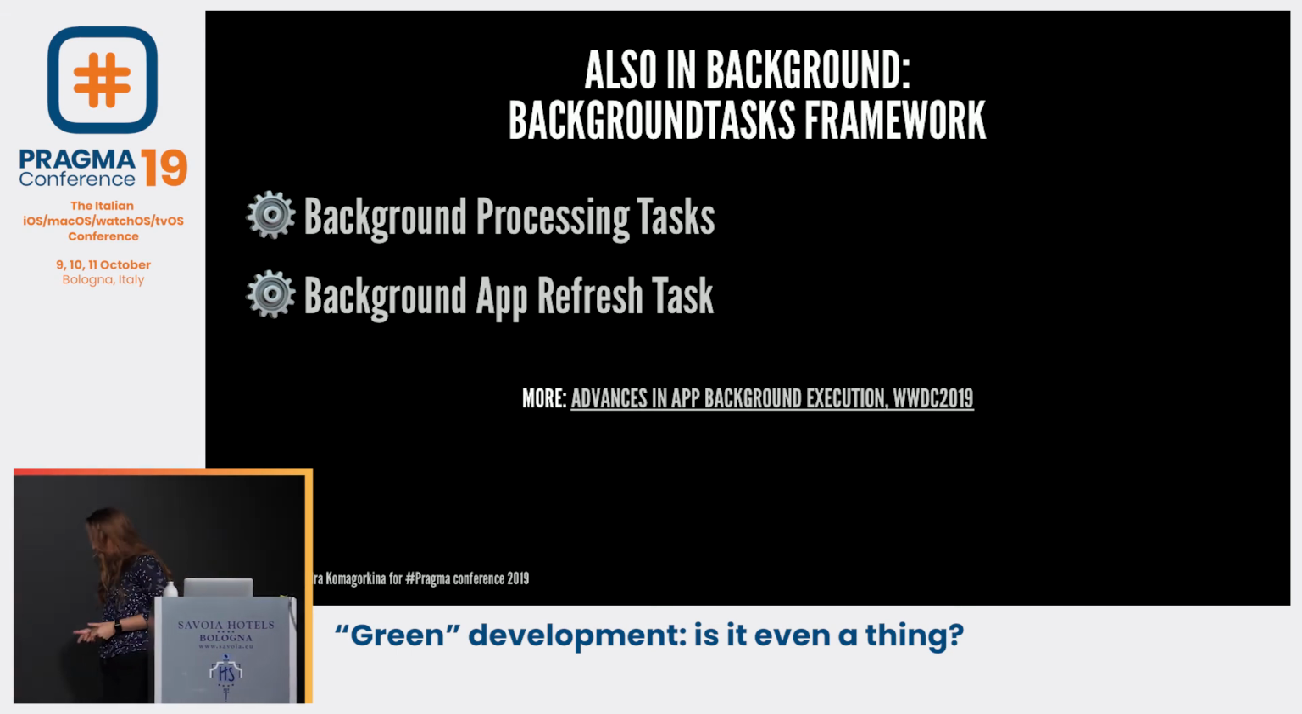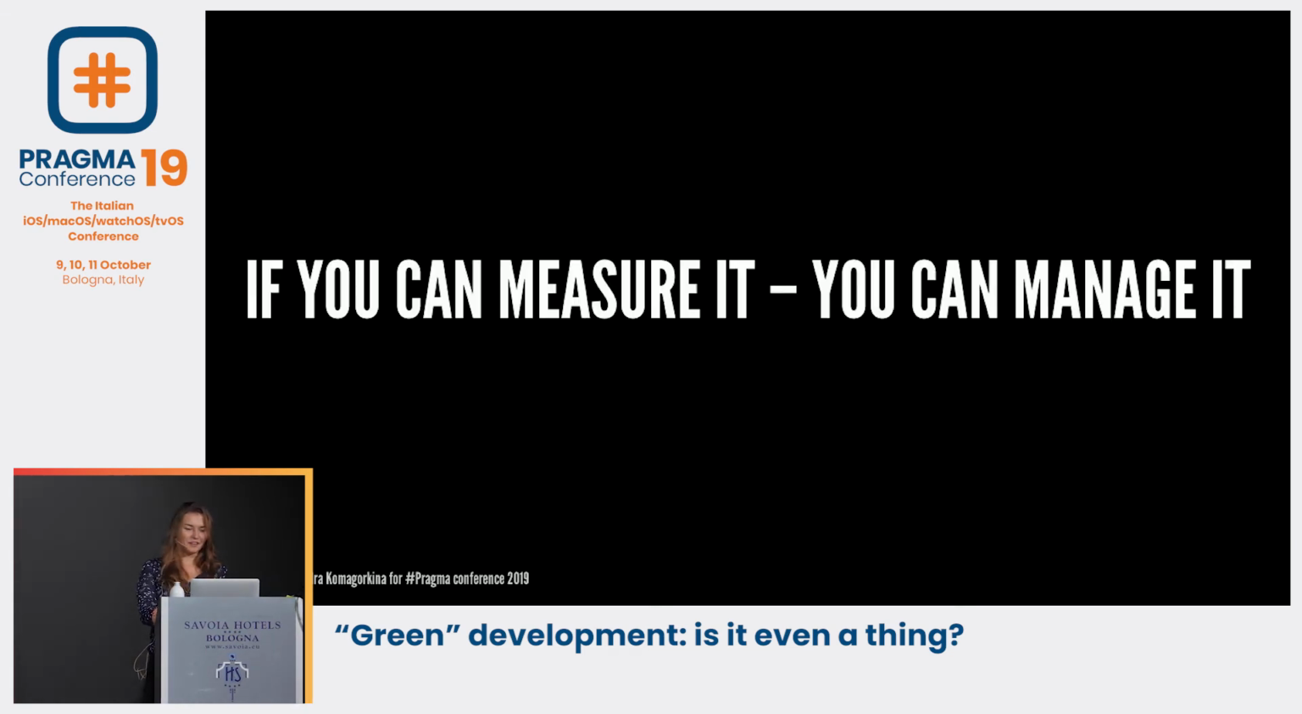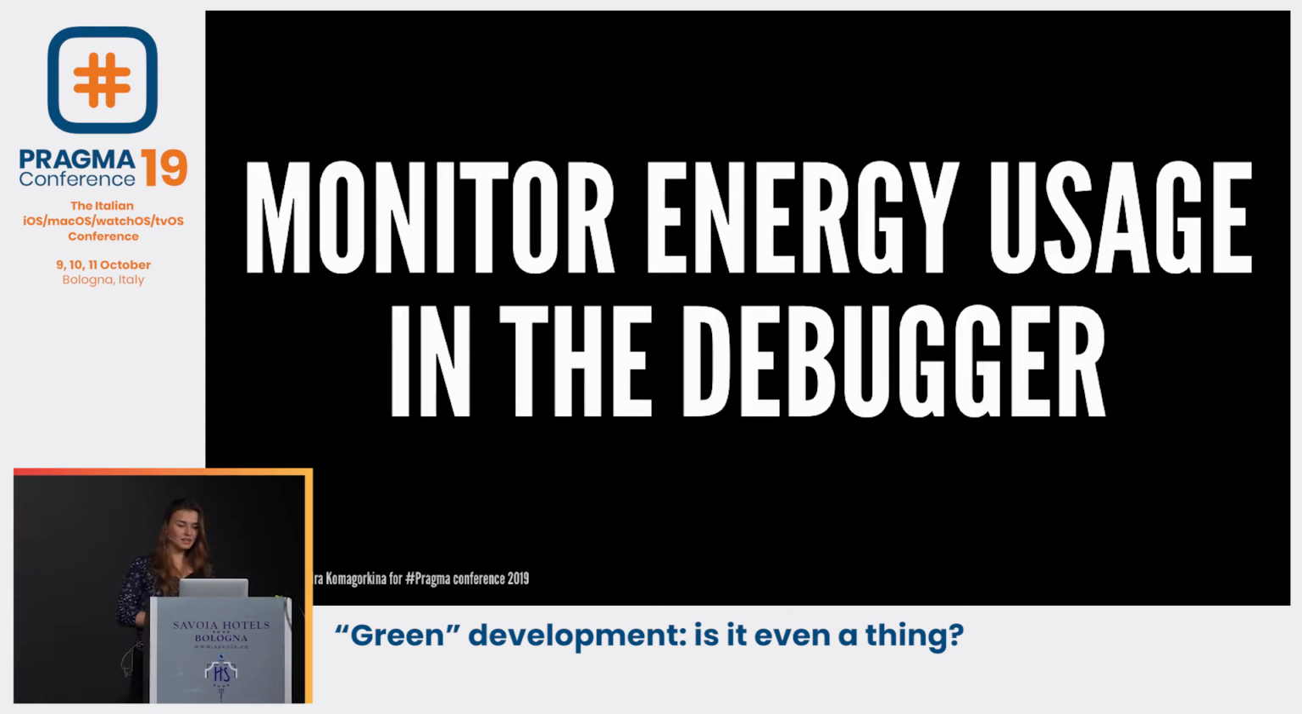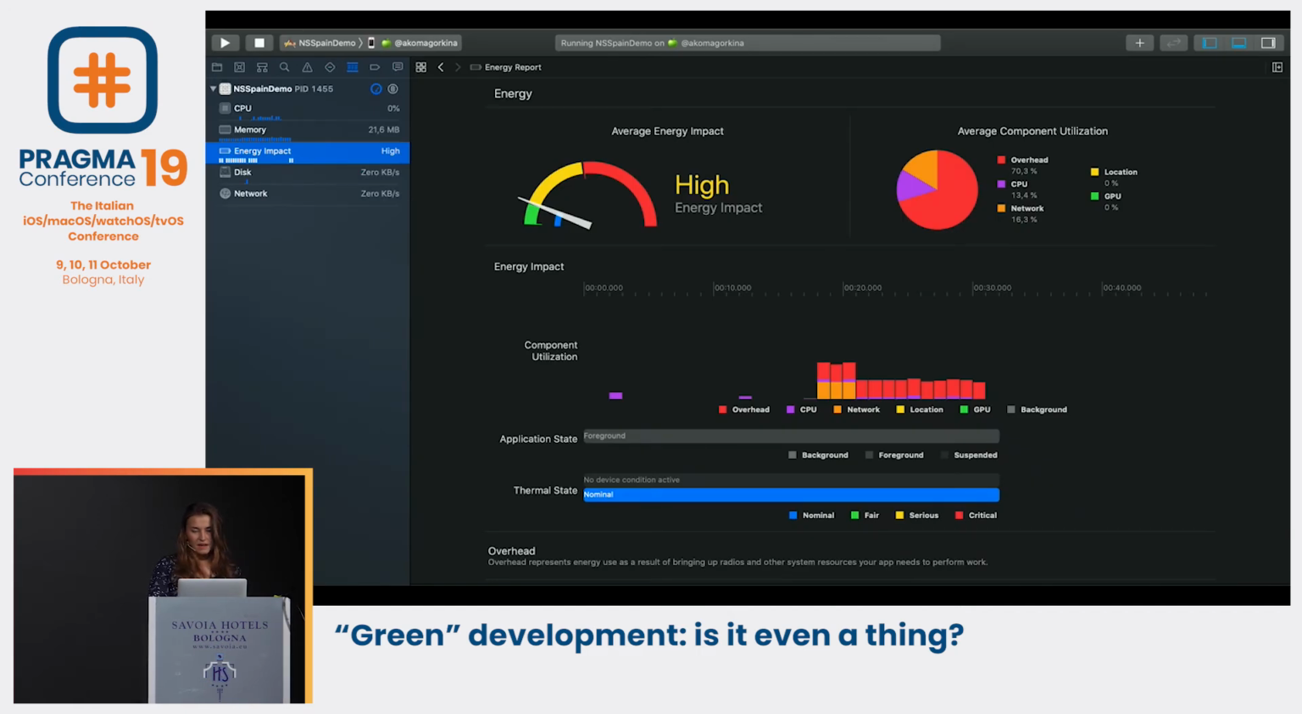Next, coming from the background to other things. There is a really cool law which applies to everything: if you can measure it, you can manage it. There are lots of tools we have to make these measurements. We can monitor energy usage in the debugger. It's in the debug navigator in Xcode: you go to show the debug navigator.